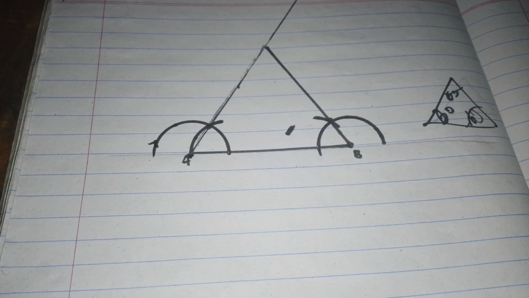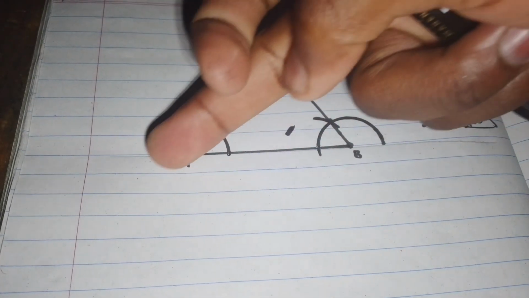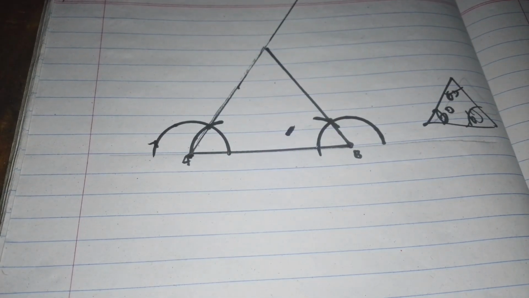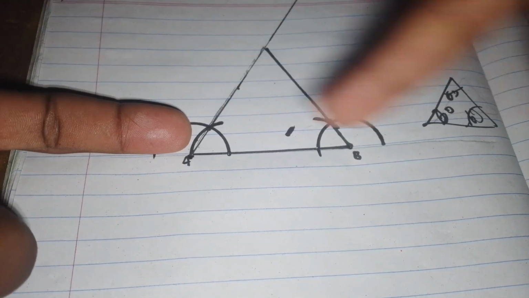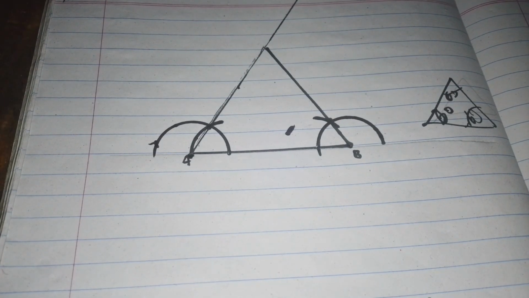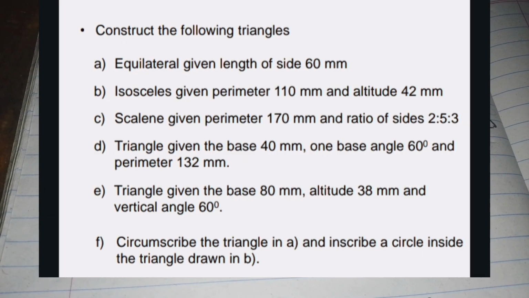Remember, a perimeter, by the way, is more of the entire length. So this is 60, this is 60, this is also 60. So 60 plus 60 plus 60 is 180, meaning the perimeter of this triangle is 180. We can just grab it as it is, then we unfold it. It's its entire length. That's the perimeter. So now we have to create an isosceles triangle given the perimeter of 110 millimeters and altitude of 42. How do we go about this?